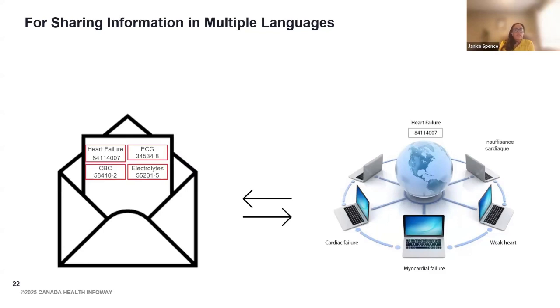So this is just an example of how that data moves with synonyms that would afford us to move data in multiple languages. Heart failure is not just heart failure. You could have your French translation attached to that as well, which is crucial to ensuring that the data integrity stays intact even when we're changing languages.